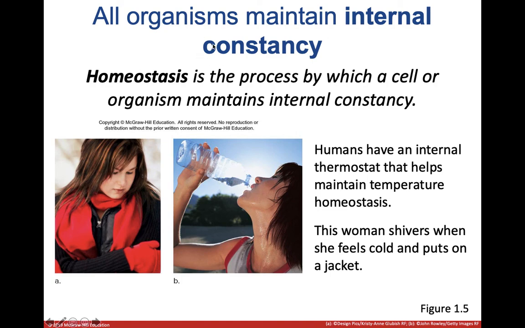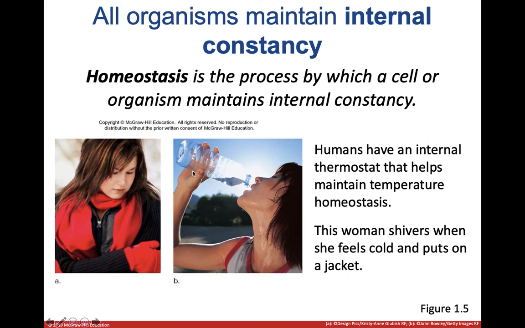Now, all life on Earth, our next characteristic, is capable of maintaining internal consistency. Now, there are lots of different types of internal consistency, and I'll talk about some in a second, but that as itself is known as homeostasis, the process in which a cell or an organism maintains internal consistency. Now, you're probably familiar with quite a few of these examples, and you can probably come up with more than I'm going to list here.